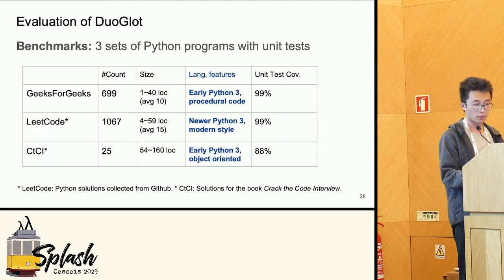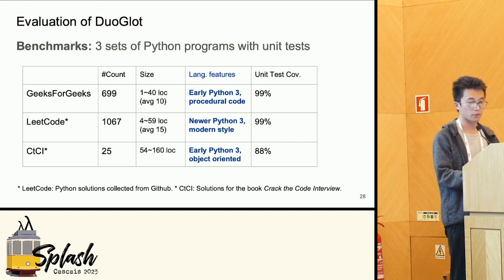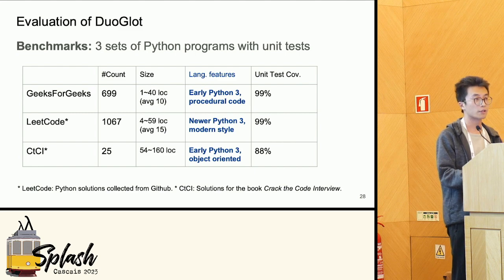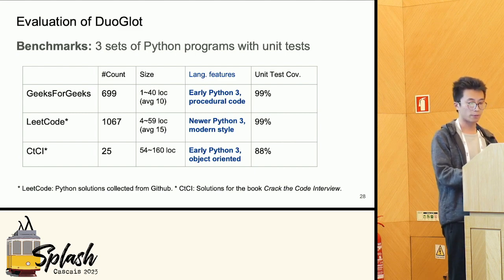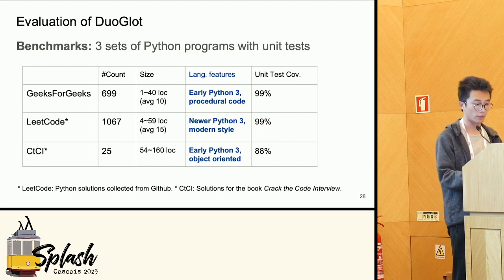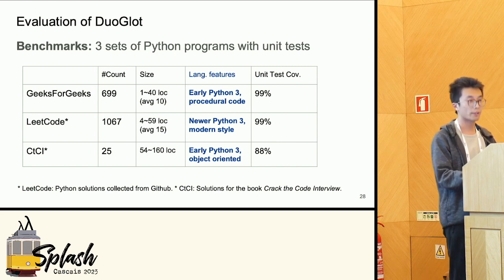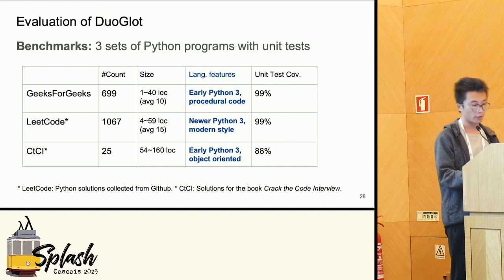We evaluate DuoGlot on 3 sets of Python programs with unit tests as our benchmarks, and each set has programs with different sizes and styles. So GeeksForGeeks programs are mostly old-style Python 3 procedural code, and the LeetCode programs are a relatively new set of programs collected from GitHub for a programming contest platform, which is mostly written in modern-style Python 3.9. And CTCI programs are also old-style Python 3 programs, but using object-oriented style.